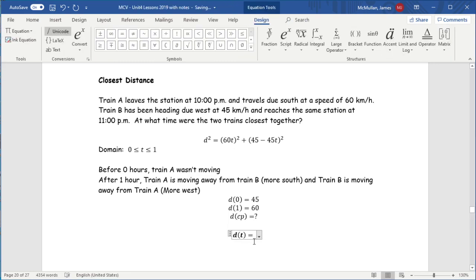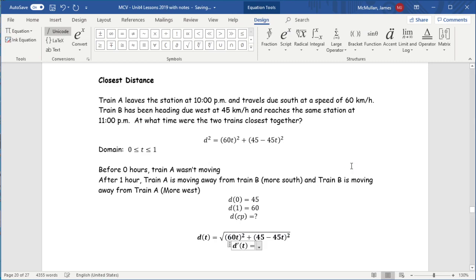D of t is equal to the square root of 60t squared plus 45 minus 45t squared. Okay, that's the function that we need to find the absolute minimum of.